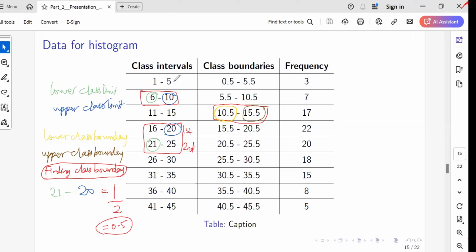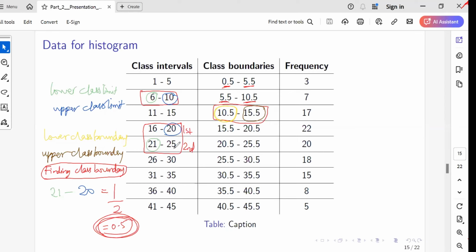Once I have my 0.5, I'll come to the class intervals. For all the lower limits, I'll subtract 0.5, and for all the upper limits, I'll add 0.5. So if you consider the first one, 1 to 5, if I subtract 0.5 from 1, I get 0.5. Then if I add 0.5 to 5, I get 5.5. The second one, 6 minus 0.5 is 5.5, and 10 plus 0.5 is 10.5. Third one, 11 minus 0.5 is 10.5, and 15 plus 0.5 is 15.5. I did the same for all the others.